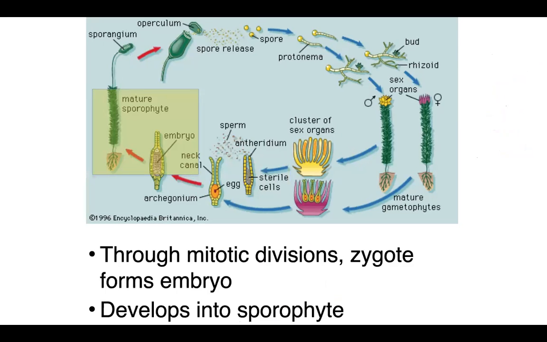The embryo is going to develop into a sporophyte because remember we have sperm plus egg. Sperm is 1N, egg is 1N. When they fuse together, you form a 2N sporophyte.